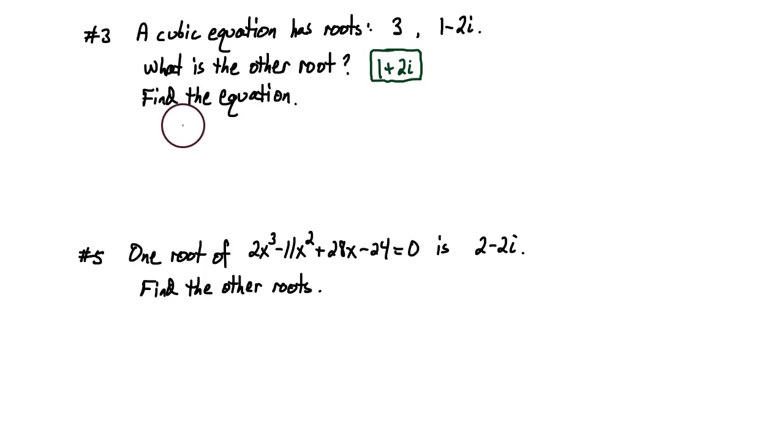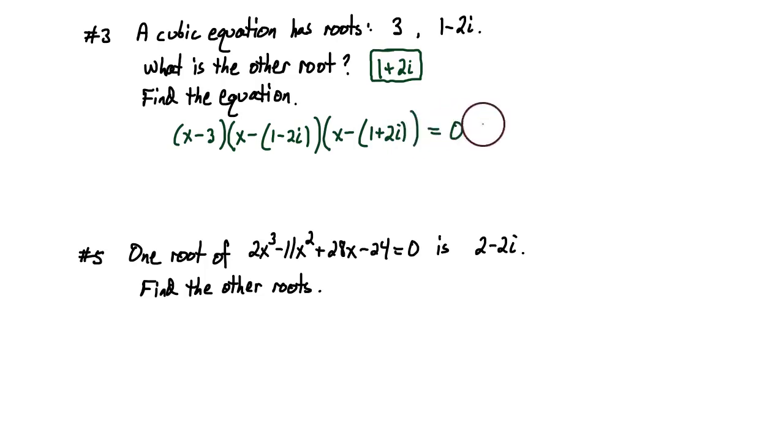If 3 is a root, then x take away 3 is a factor. Because if you plugged in 3 where x is, 3 minus 3 would make that be 0. If 1 minus 2i is a root, then x minus 1 minus 2i is a factor. Because if you plugged in 1 minus 2i where the x is, and then subtracted this, that would make a 0. Now the third factor, x minus 1 plus 2i. And that's equal to 0.